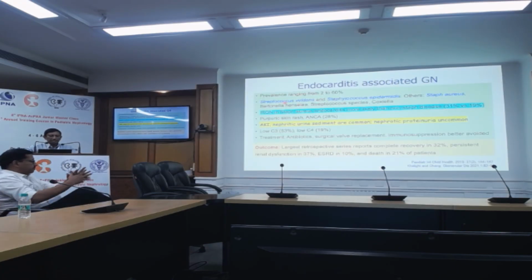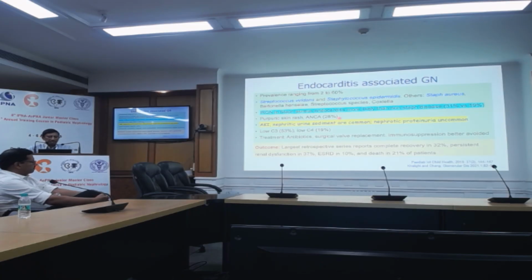Endocarditis-associated GN is seen in reports of 2 to 60% of the reports. And Streptococcus viridans previously was the more common organism, but in recent times, Staph aureus and epidermidis have also been seen. Also, infection by Staph aureus or endocarditis by Staph aureus is more likely to produce endocarditis-associated GN than non-Staph disease. So almost 31% versus 19%.